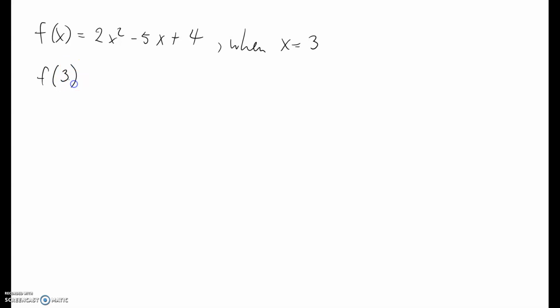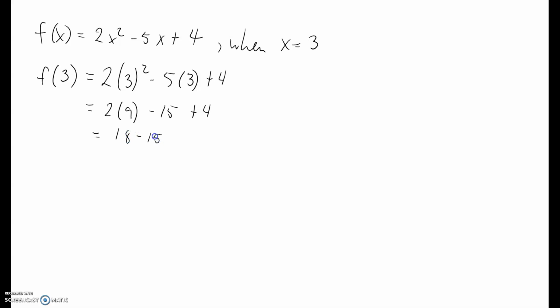We can do direct substitution, which is using that function notation to show that. So 2 times 3 squared minus 5 times 3 plus 4. Right? So this comes out to be 2 times 9 minus 15 plus 4. So this is going to be 18 minus 15 plus 4. So it's going to be 3 plus 4, or just 7. So relatively straightforward. The numbers are not big.